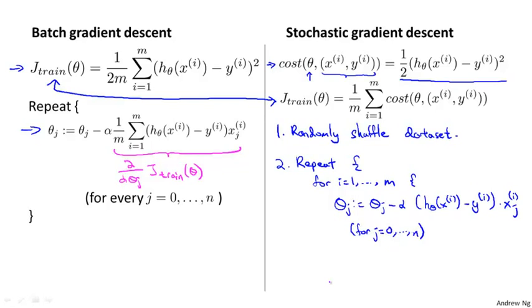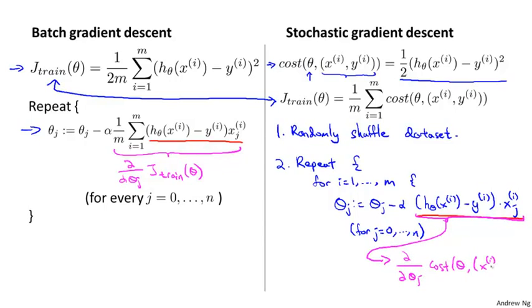Now you notice that this term over here is exactly what we had inside the summation for batch gradient descent. In fact, for those of you that are familiar with calculus, it's possible to show that this term here is equal to the partial derivative with respect to my parameter theta j of the cost of the parameters theta on (xi, yi), where cost is of course this thing that was defined previously. And just to wrap up the algorithm, let me close my curly braces over there.